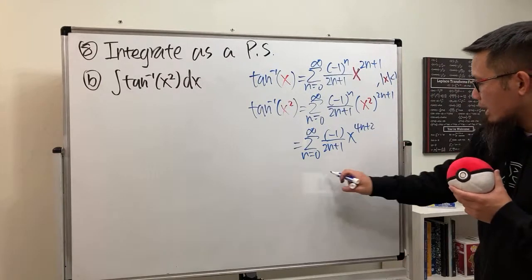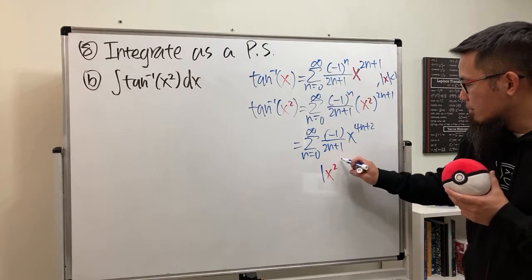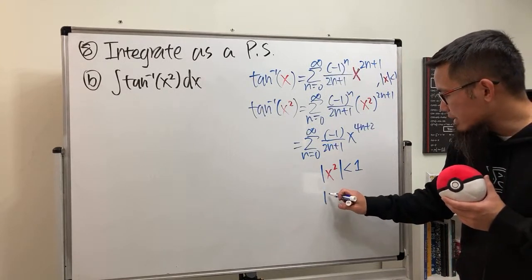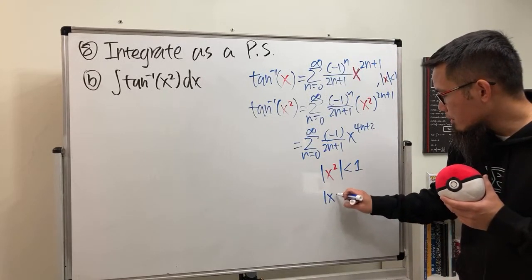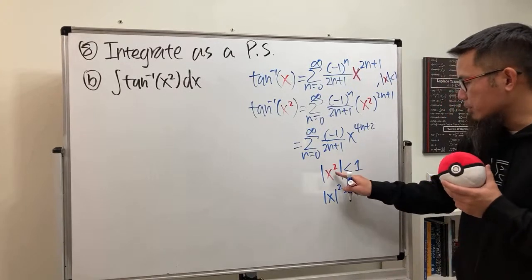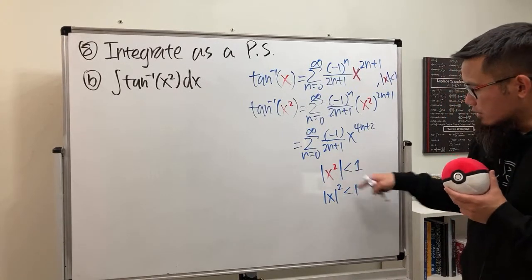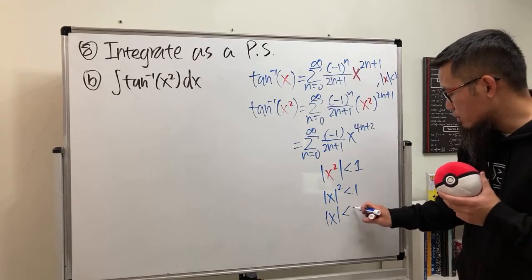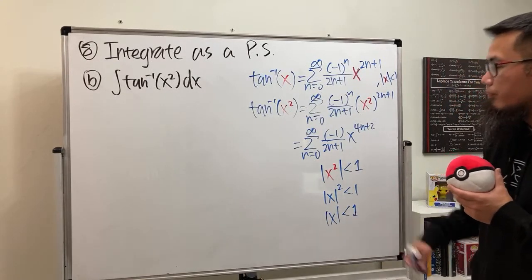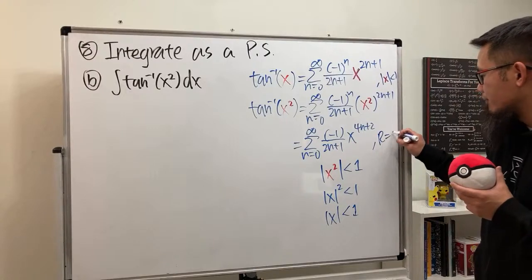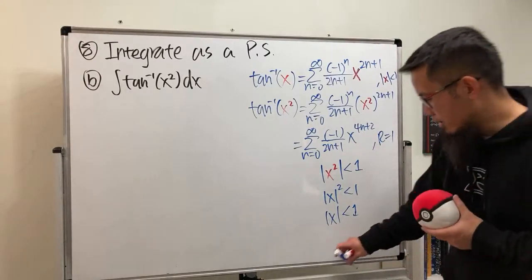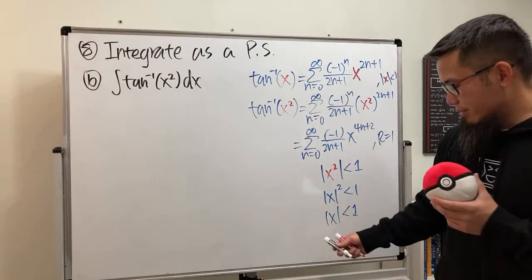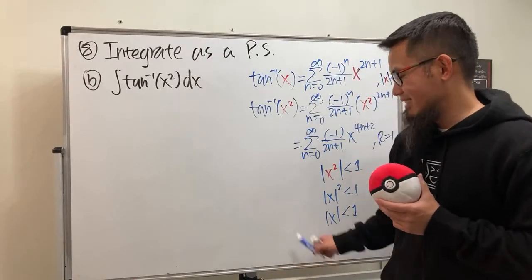Notice though, we should have absolute value of x squared being less than 1. But this is the same as saying absolute value of x squared is less than 1. You can put a square on the whole side, and then you can just take the square roots on both sides, because absolute value of x is positive, so yeah. Therefore, R is still equal to 1. Yeah. Anyway, this right here goes there, so we're just going to put that down.